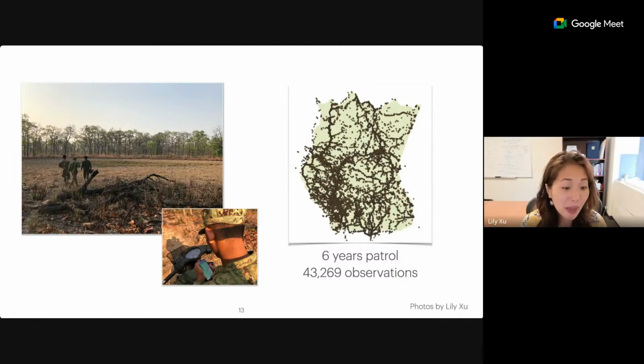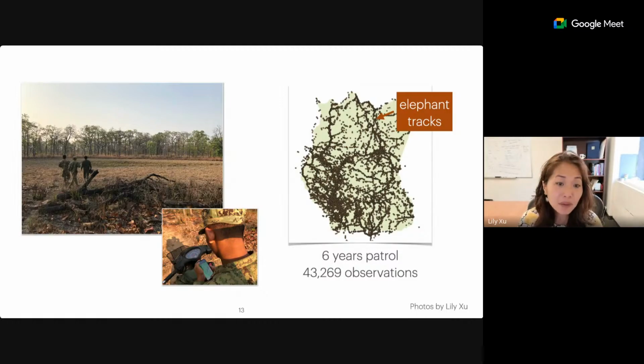And here we see a map of historical ranger patrols. So this is visualizing 6 years. And we can see that even across 6 years of patrol, there are many areas of the park that have never been visited at all. So it's a large park. We only have so many resources, so they'd have to just kind of concentrate their efforts.